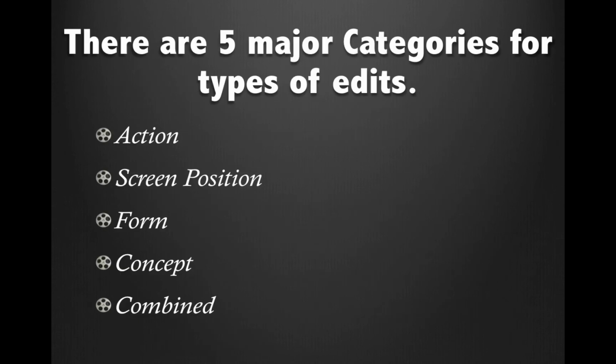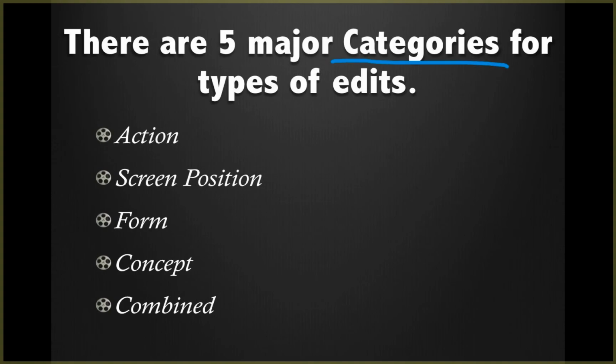All right. So those are the 6 factors. Now there are 5 categories for types of edits. Now, this is where we get more into the artistic side of it. The factors are more logical choices, while the five major categories, so you've got factors and you've got categories, are more your artistic, and they are action, screen position, form, concept, and combined.